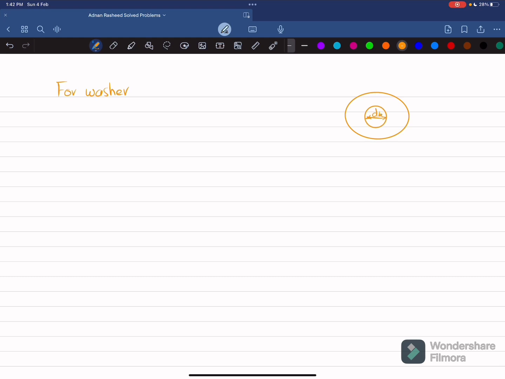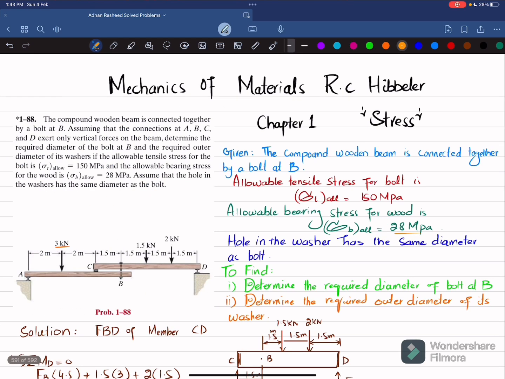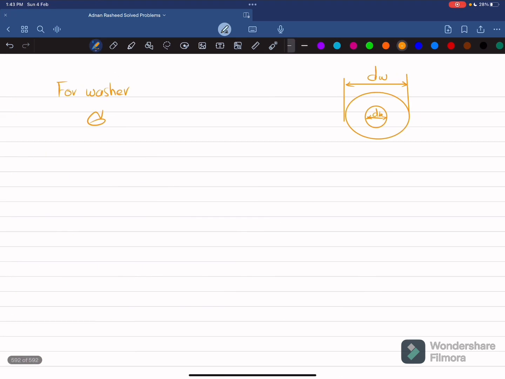So this will be dB, and we will need the diameter of the washer, the outer diameter. Clear? This is dW. For bearing stress, you can see that this washer is in contact with this wooden piece, so bearing pressure will be there. So the allowable bearing stress for this wood will be equal to FB divided by the area of the washer.